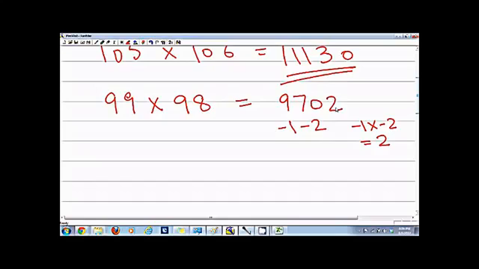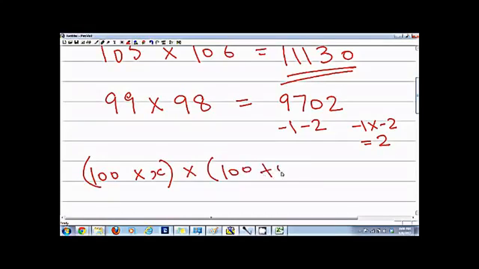So this is not magic, there is a proof to it. So let's go to the proof. For example, if I have 100 plus x and I want to multiply by 100 plus y, here we have 10,000 plus 100 times (x plus y) plus xy.